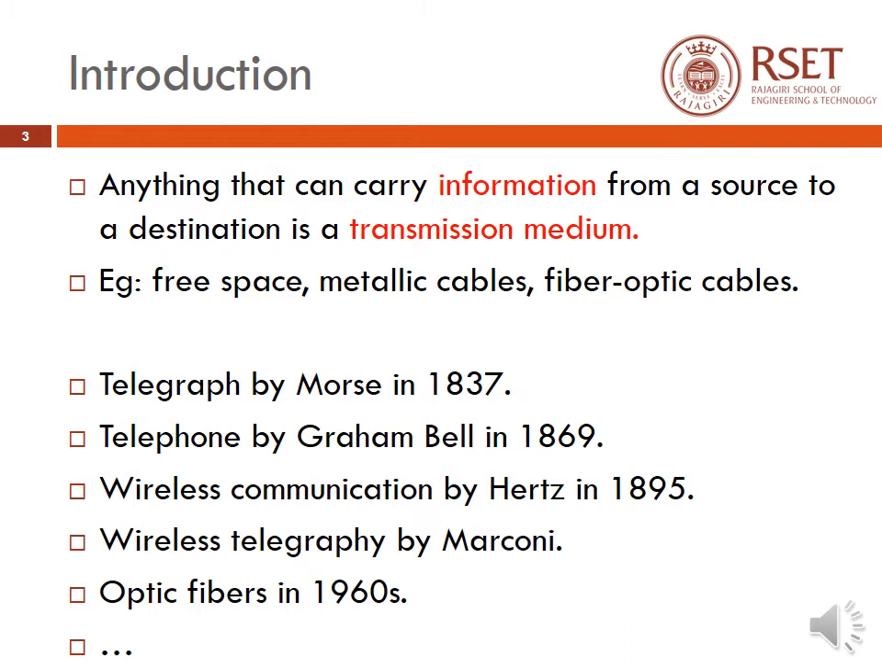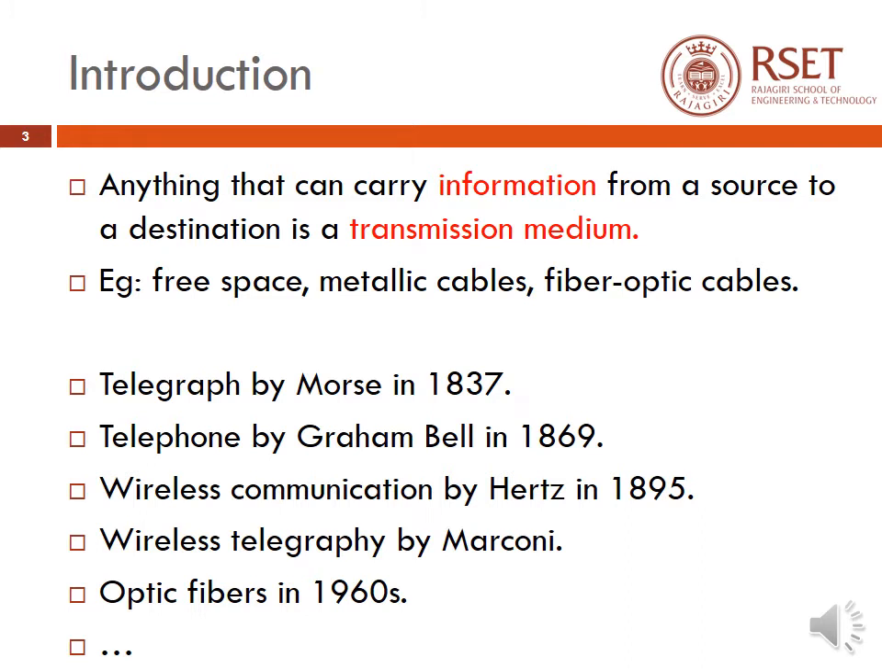It started off with the concept of telegraph that was introduced by Morse in 1837. In this particular method, the transmission media that was used was metallic cables, but the disadvantage of this method was that the distance of communication was very less. After that, telephones were introduced by Graham Bell in 1869. This increased the distance of communication, but here also the transmission media that was used was again metallic cables.